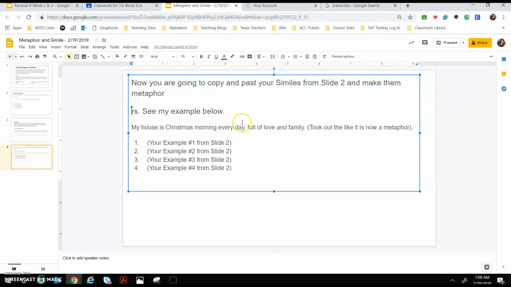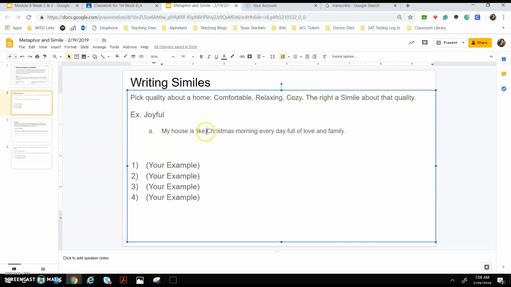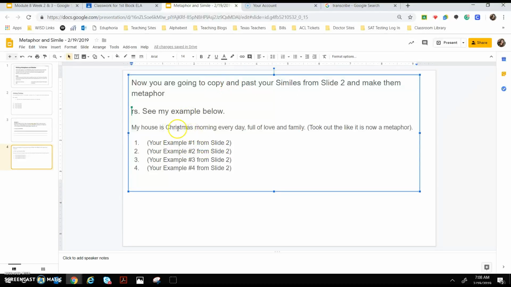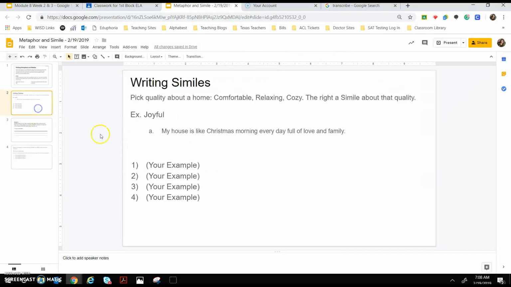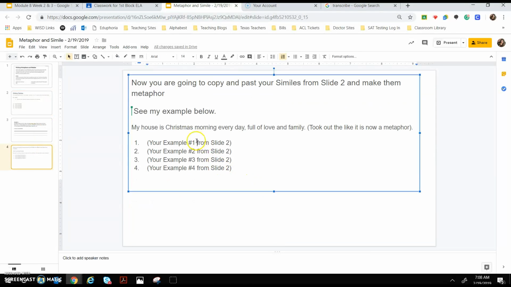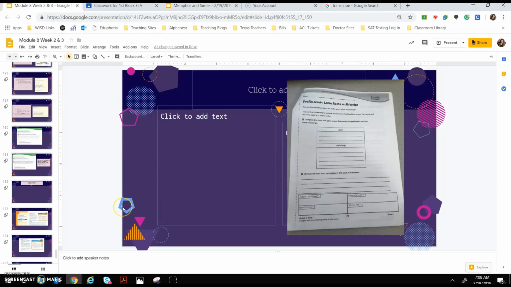My house is like Christmas morning every day, full of love and family. So as you can see, I came here, I copied and pasted this example, and I brought it here. I took out the like, and it now is a metaphor because there is no like or as. Okay, so I took out the like, it is now a metaphor. So you're going to do the same thing. You are going to go grab your 1, 2, 3, and 4. You're going to come here and you're going to paste them into these locations, and then you are going to make them metaphors. So this is due at the end of class. If you do not finish any of these assignments, they become homework. Good luck, and I hope that you are working accordingly.